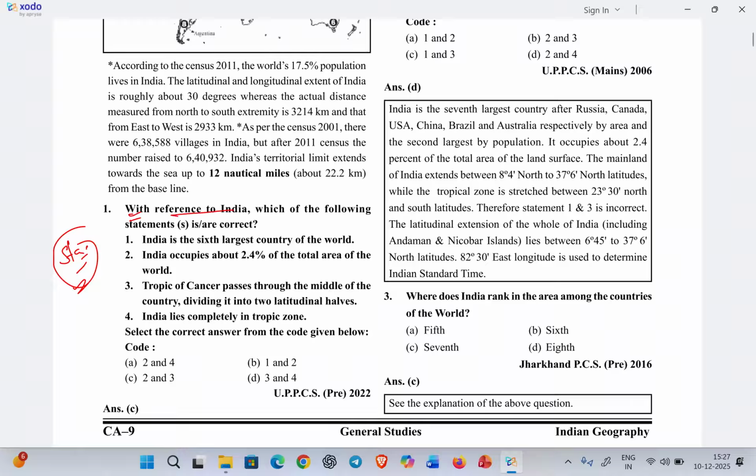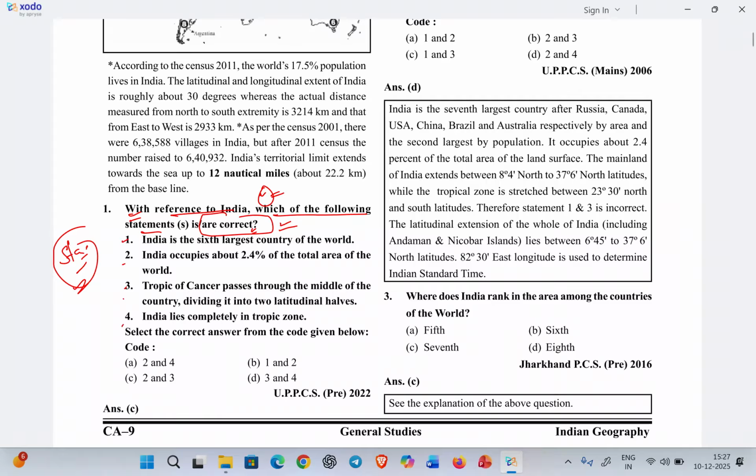With reference to India, which of the following statements is or are correct? Whenever you are reading a question, you have to be focused on what exactly is being asked in the question. Is it asking the correct one or the incorrect one? We have to be focused on this, right? So with regard to India, we have to find out the correct statements from these four statements, one, two, three, four, right?